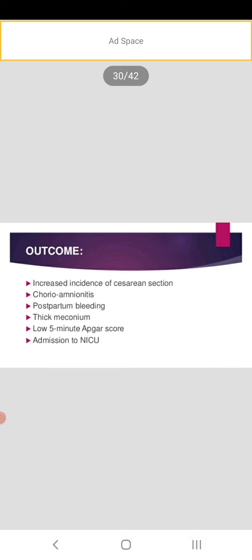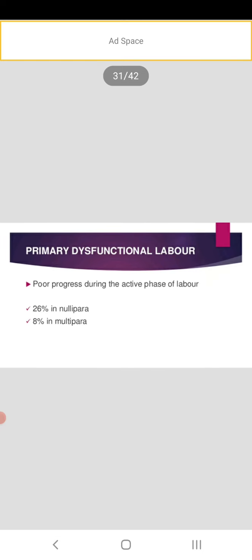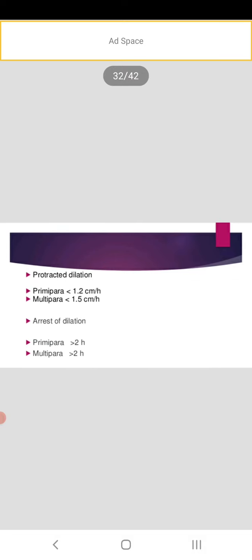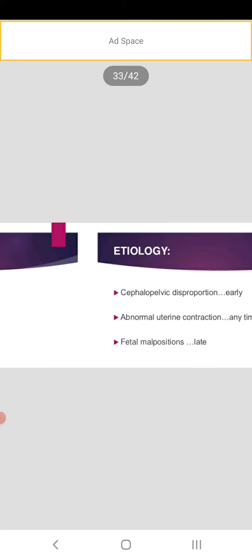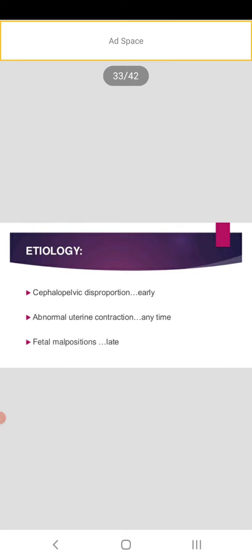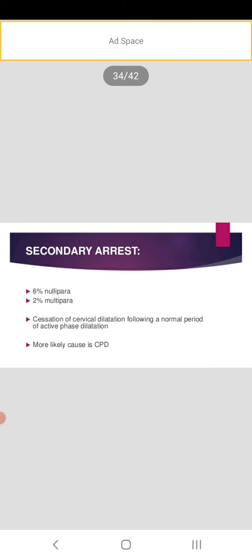Outcome: increased incidence of cesarean section, chorioamnionitis, postpartum bleeding, thick meconium, 5-minute Apgar score, admission to NICU. Primary dysfunctional labor, poor progress in active phase, that is 26% nullipara, 8% multipara, protracted dilatation. Then these are the hours, that centimeter. Etiology: CPD, early occurs, abnormal uterine contraction, fetal malpositions, secondary arrest. These all are the conditions.